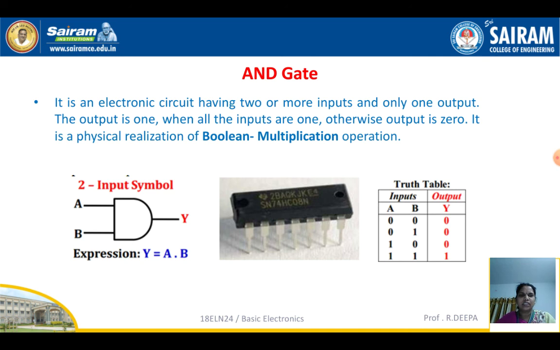So the truth table is listed here. If any one of the inputs is 0, output is going to be 0. When both the inputs are 1, output will be 1.